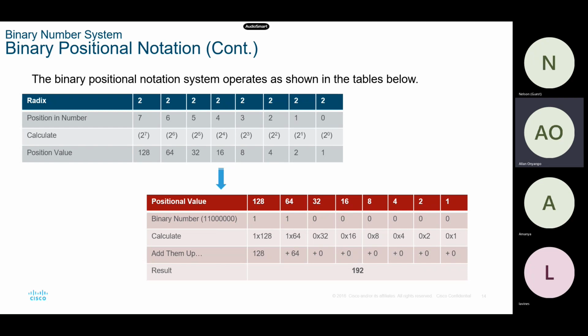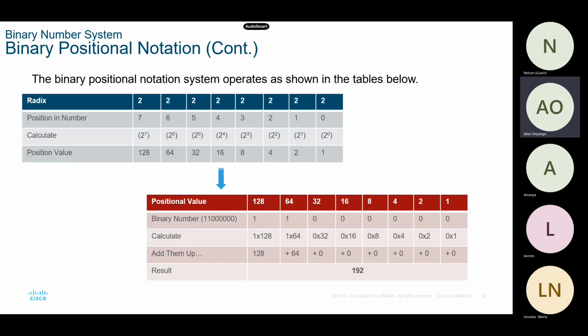All right, let me add from 1 coming to 128. 1 plus 2 is 3, 3 plus 4 is 7, 7 plus 8 is 15, 15 plus 16 is 31, 31 plus 32 is 63, 63 plus 64 is 127, 127 plus 128 is 255. Again, know how to add them.